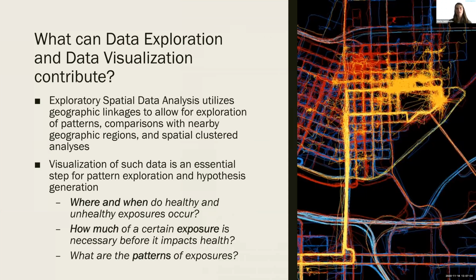And the whole goal here is to utilize geographic linkages to allow people to explore spatial patterns, to compare rates in one area with rates in a nearby area, to really look at different clustering patterns, and also to really help generate hypotheses. So questions such as where and when do healthy and unhealthy exposures occur that are linked to preterm birth, how much of a certain exposure is needed before it actually impacts preterm birth, and what are the different patterns we might be observing.